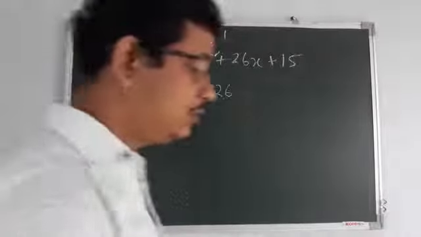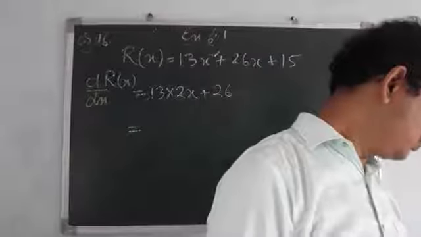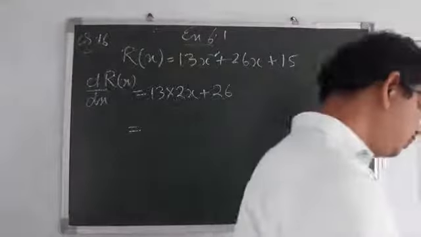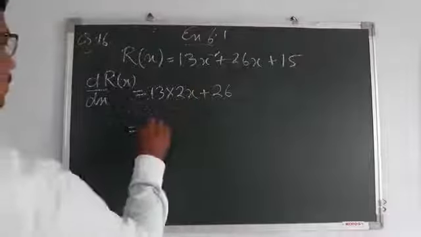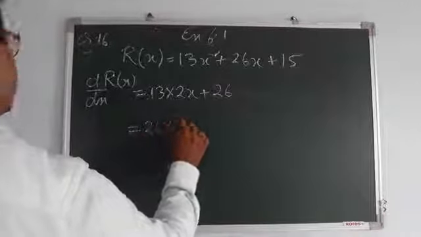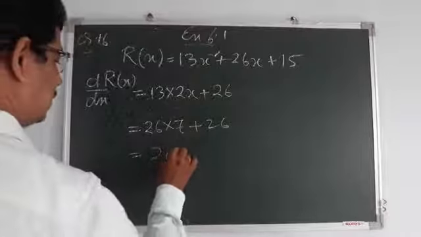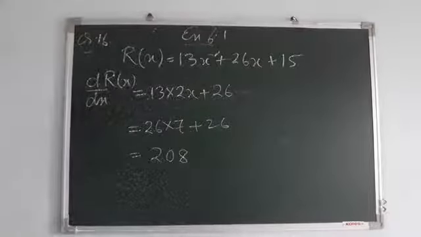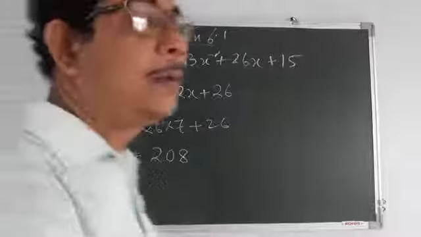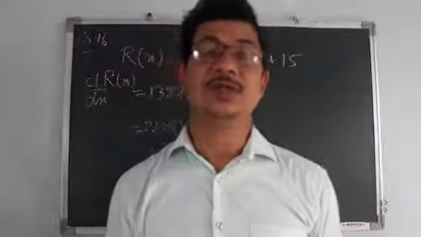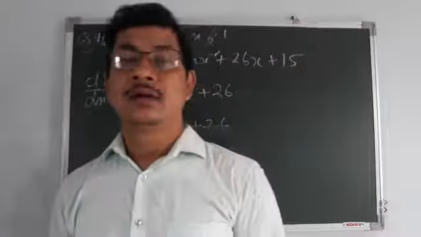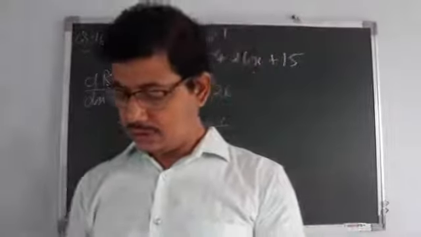Now when x is 7, the required marginal revenue will be 26 into 7 plus 26, and after calculation, as I have calculated earlier, 208. So the required marginal revenue when x is 7 is 208. So again here, revenue we have differentiated to get our marginal revenue.